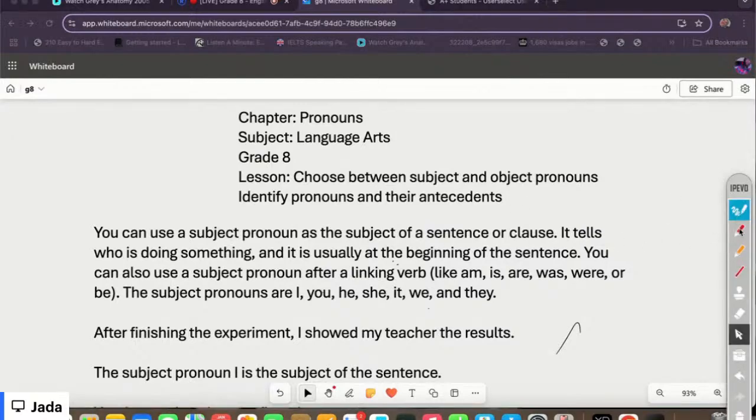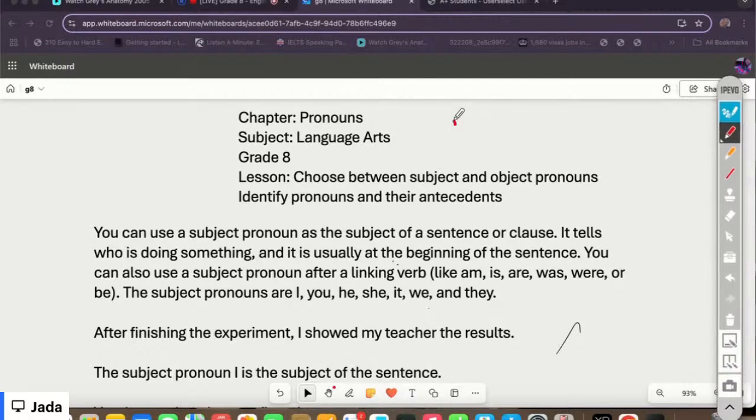Today we will be having pronouns, but first of all, you have to log in using aplusstudent.com. Click on your name, go to language arts, grade 8, pronouns, and we have two lessons from pronouns that we will take today, which are choose between subject and object pronoun, and identify pronouns and their antecedents.